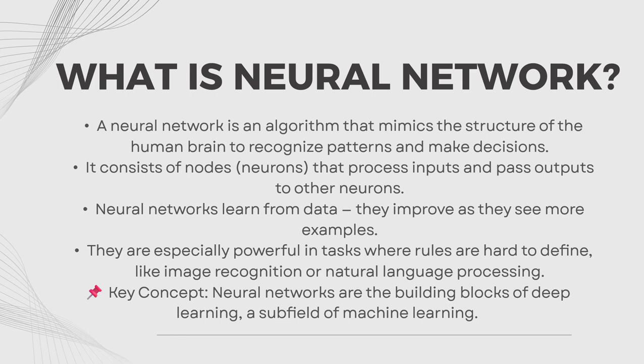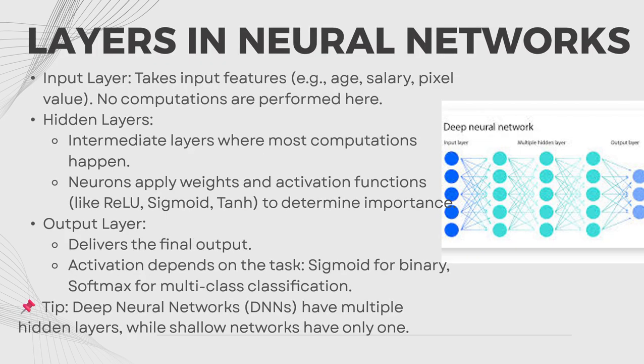Neural networks are the core of deep learning, which is a subfield of machine learning. Take a real world example, like think of a spam filter. It does not have a list of rules. It just learns from past emails and decides whether a new email is a spam or not.